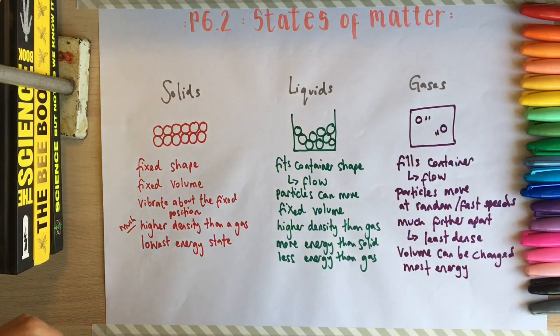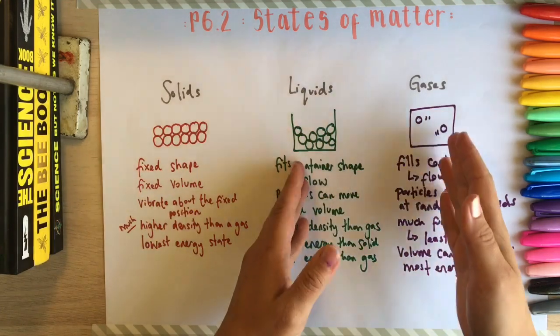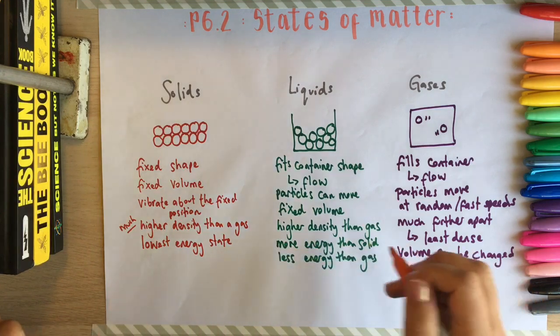You also need to know that we can change a substance from a solid to a liquid, and from a liquid to a gas, and then vice versa. So we're just going to very briefly go through the names of those changes of state, and then in a later lesson you will learn about how that happens. So let's say that we're going to heat something up.